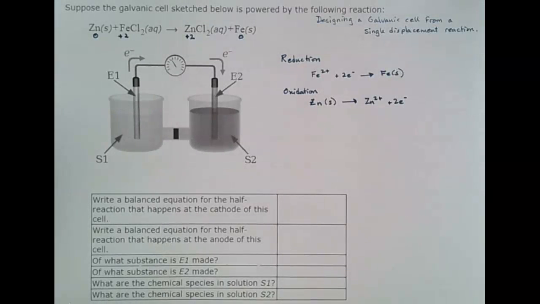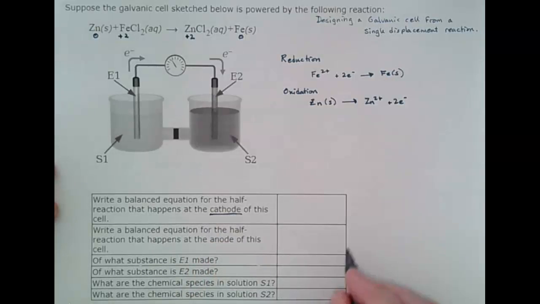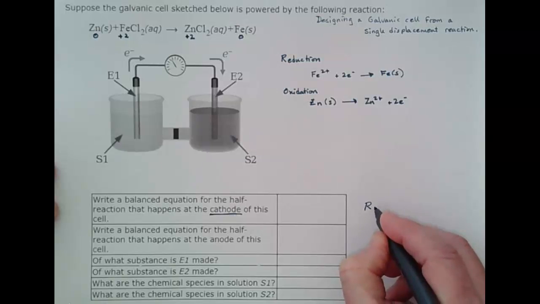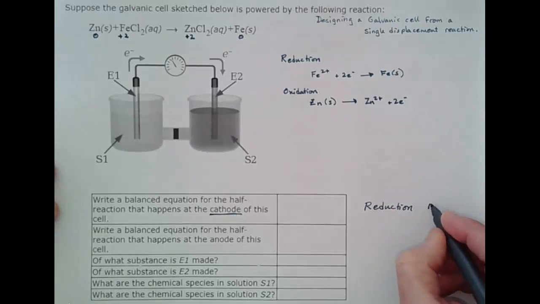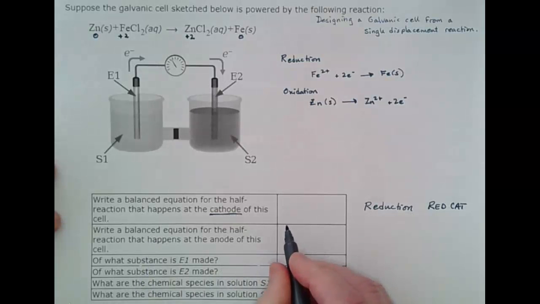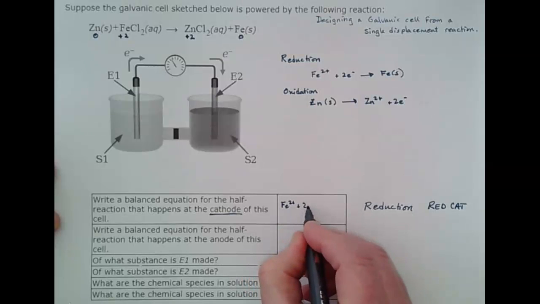So let's see if we can answer some of the questions. First it says write a balanced equation for the half reaction that happens at the cathode. You should remember that the cathode is always where the reduction takes place. And if you forget that, remember it is a red cat, which will help you remember that reduction happens at the cathode. So our half reaction for the cathode is going to be the iron: Fe2+ plus 2 electrons going to Fe.